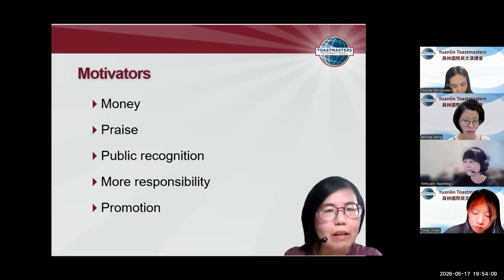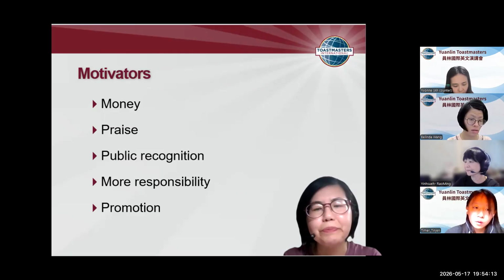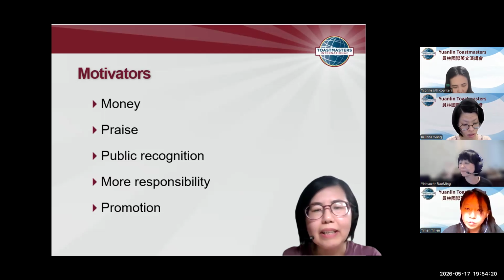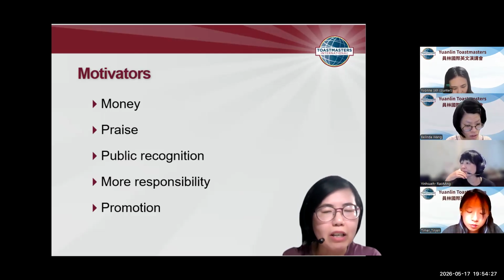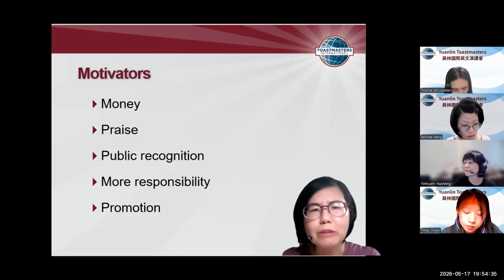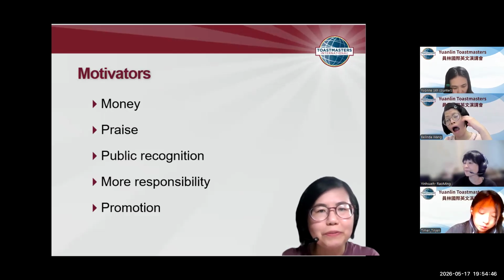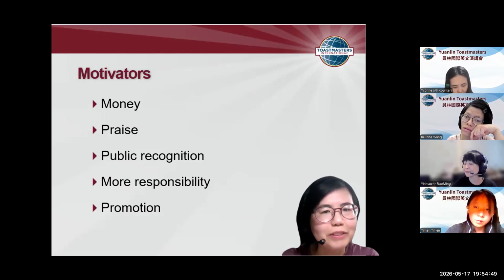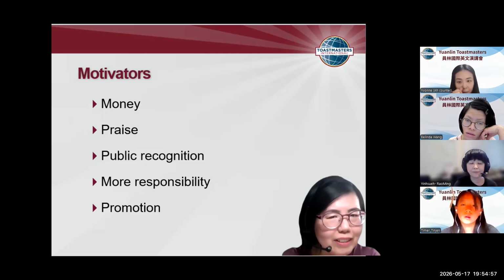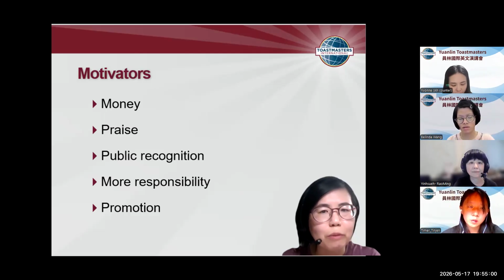And the fourth, more responsibility. If you are an employee and you work very hard, do you want your supervisor to tell you, hey, you work so hard, so I want to promote you to be a manager? Yes, that's a good way to inspire people. So the example is promotion, and the key is more responsibility.